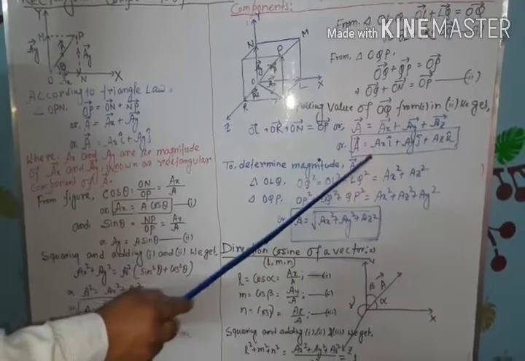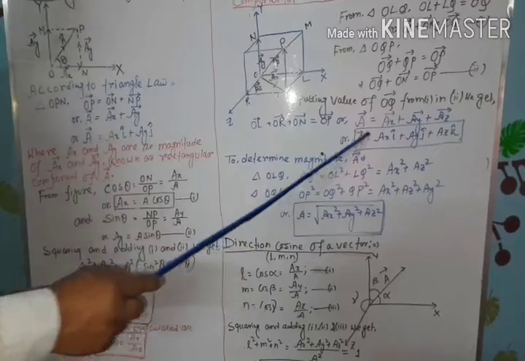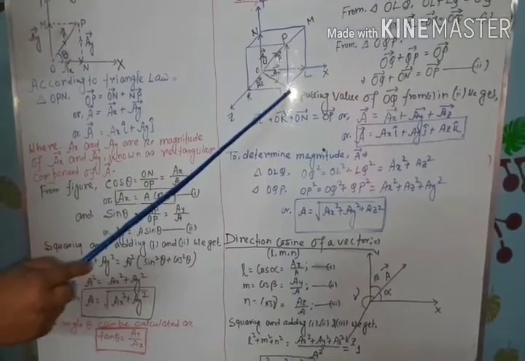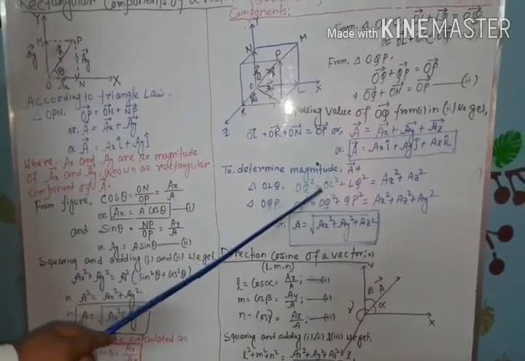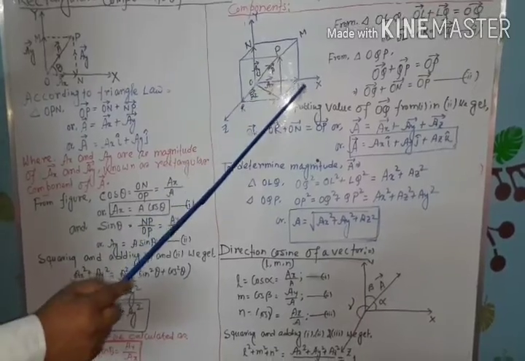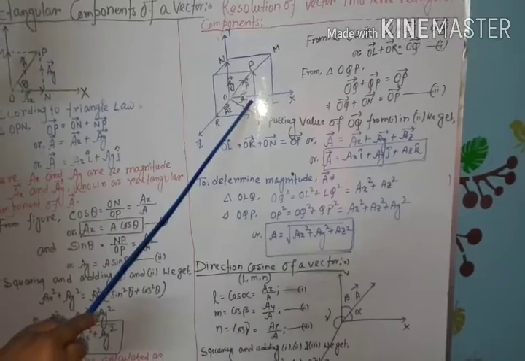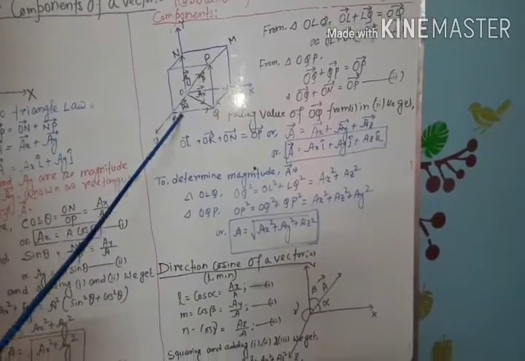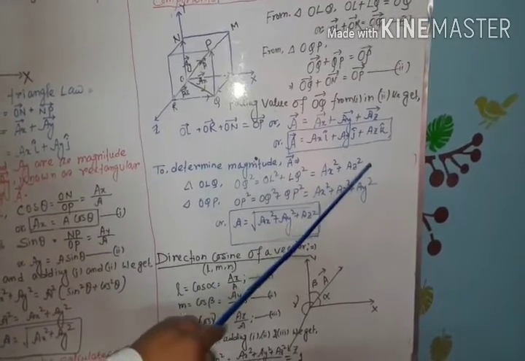Now again we have to determine the magnitude of this vector. So how can you determine the magnitude of this vector A? Again we use the triangle OLQ. From this triangle, OQ square equals OL square plus LQ square. OL means AX, and LQ means OR, actually that is AZ. So that's why AX square plus AZ square.